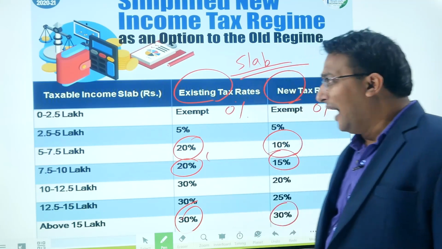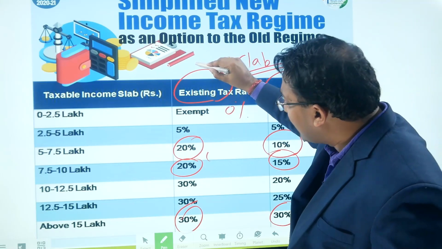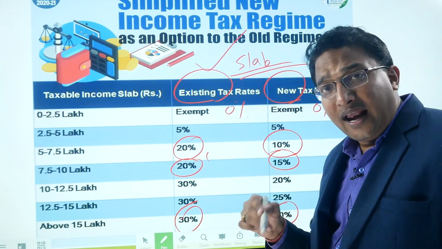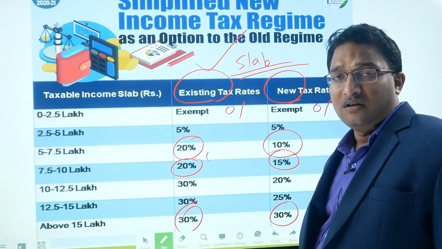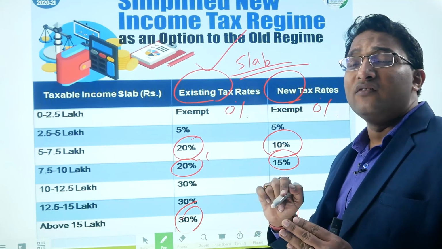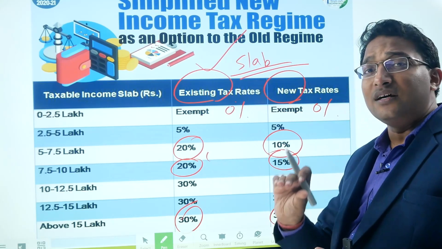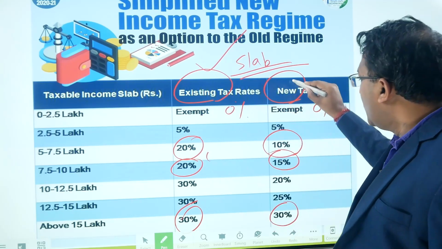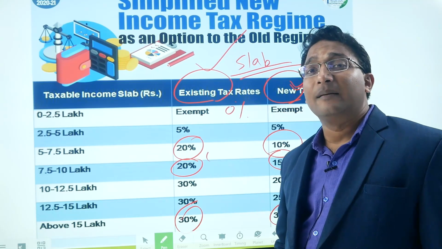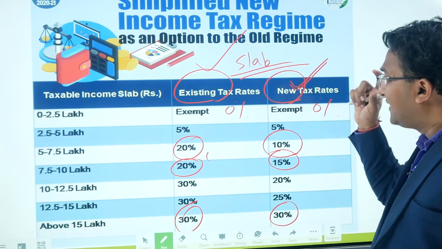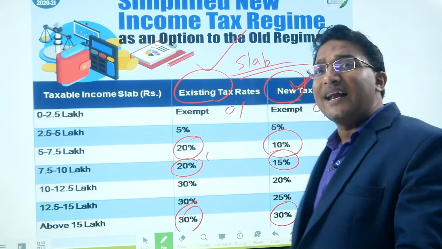You just need to know that now the government has given the option: either the taxpayer can continue with the existing tax rate, and in the existing tax rate they can claim exemption and deduction. For example, when they invest into savings, they can claim that amount as a deduction from the income tax. But in the new tax rate, the income tax rate has been reduced, but they cannot claim the exemption and deduction, right? So the taxpayer has the option to choose either the existing system or the new system. Both the options are available.